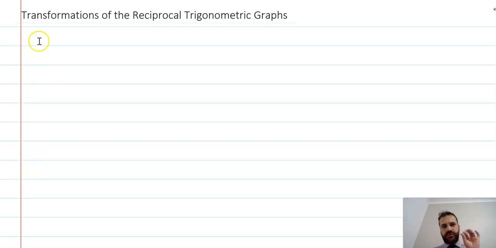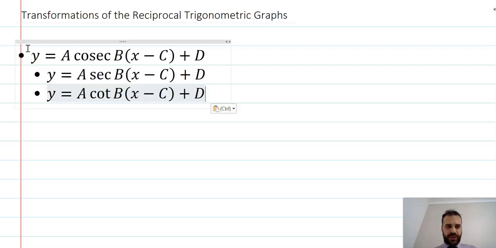Right, so when it comes to transformations of reciprocal trig graphs, great news. If you can sketch sine, cos, and tan graphs, you can sketch these really easily as well. Now, the reciprocal graphs we're looking at are these ones. So it might be y equals a cosec b(x minus c) plus d, y equals a sec b(x minus c) plus d, and y equals a cot b(x minus c) plus d.